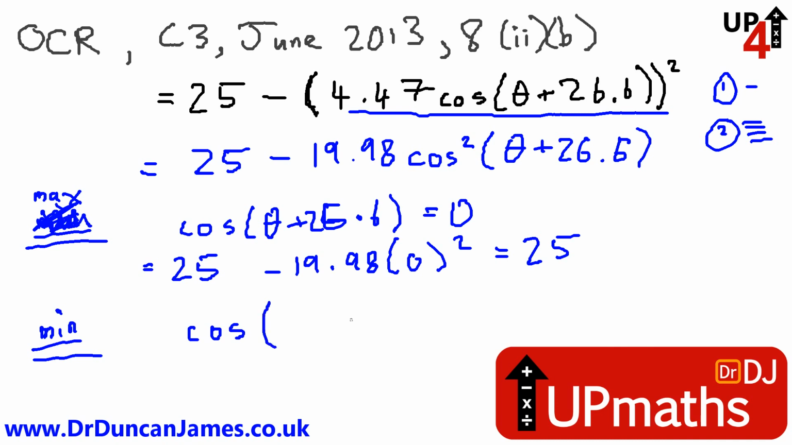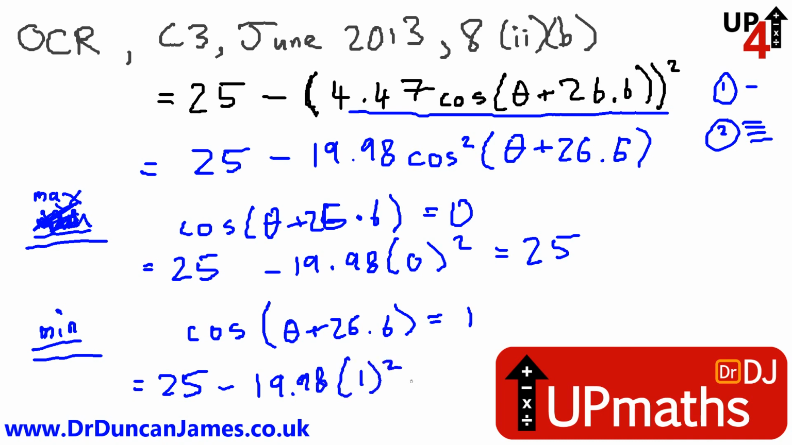Let's do it: the minimum is going to occur when cos of theta plus 26.6 is 1. Well, that's strange. How come we're making that 1? Well, the whole expression then becomes 25 minus 19.98 times 1 squared, which is 5.02. Oh, that's less. How come that's suddenly less? Oh, because we're minusing it. Okay, so to make it a minimum, we need to make cos theta plus 26.6 as large as possible, so we make it equal to 1. And to make it a maximum, we need it to be as small as possible, and as small as possible is 0, because if you're squaring something, you need to make it 0 to make it as small as possible.